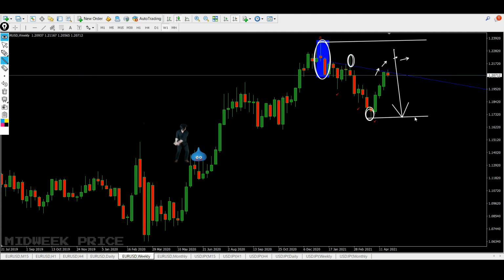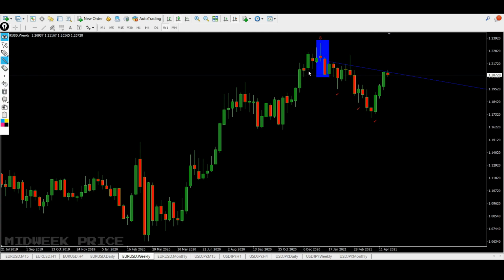Okay, so for the time being, let's just see if we could get that compact price action on this weekly trendline level we were talking about right here.